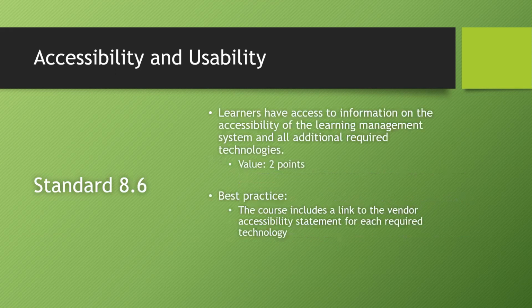Standard 8.6, learners have access to information on the accessibility of the learning management system and additional required technologies. This is a 2-point value, but this is actually an easy one to add to your course because you can link to the Canvas accessibility statement for the learning management system. As far as if you were using a publisher site, they should also have their accessibility information as well, and you can link to that also.